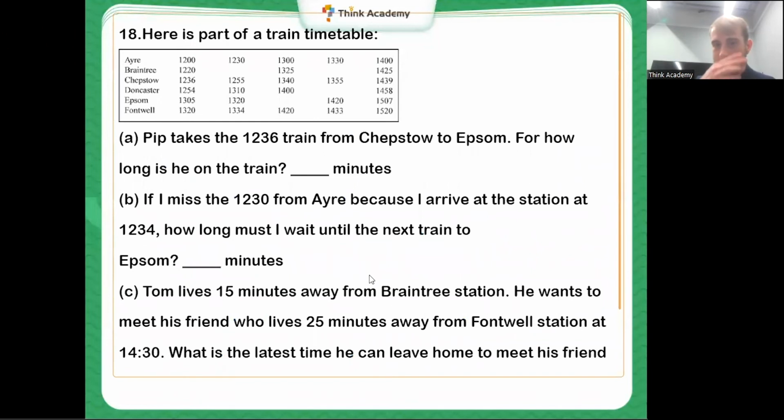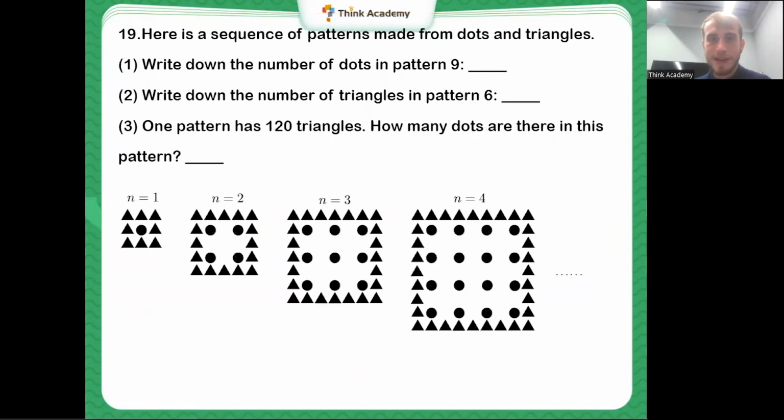Train timetable, I'm going to skip this one as this was done pretty well on the whole. As it's just looking through the train table and picking up the times according to the question. So I'd say make sure you read these questions really, really carefully. I'm going to skip this one. This one was done pretty well.